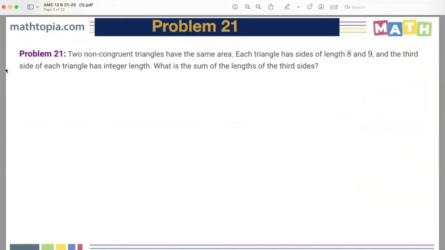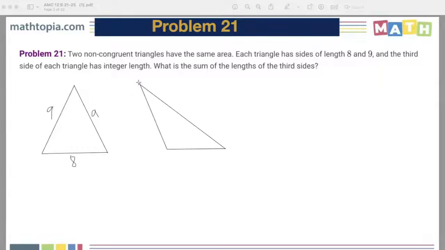Okay, so let's try to draw a diagram here. We have one triangle that has lengths 8, 9, and let's call this third length A. And then we have a second triangle, so it has a different angle to it, maybe. This one we'll call the hypotenuse length B. So they each have different angles here, right? This one we can call theta 1. This angle we can call theta 2.